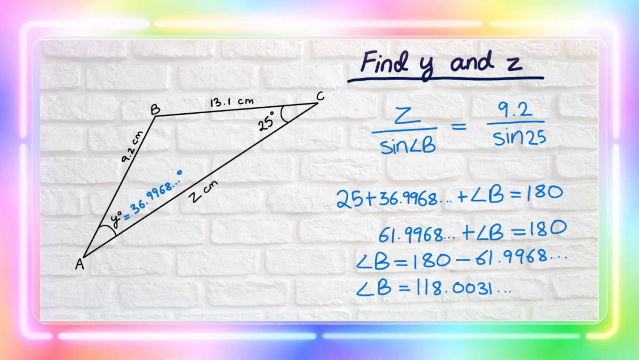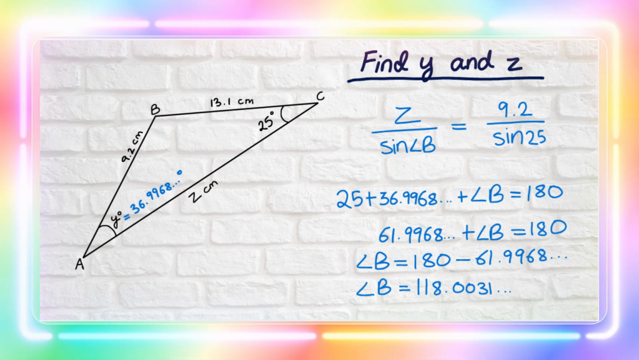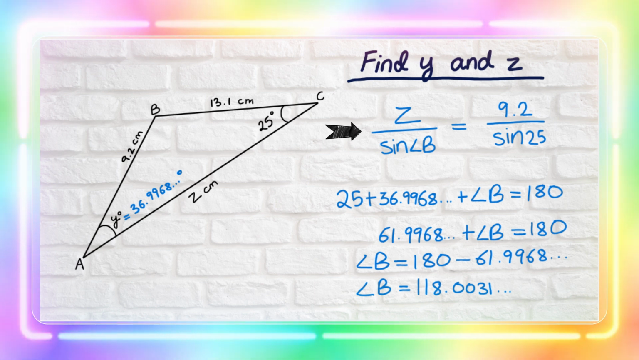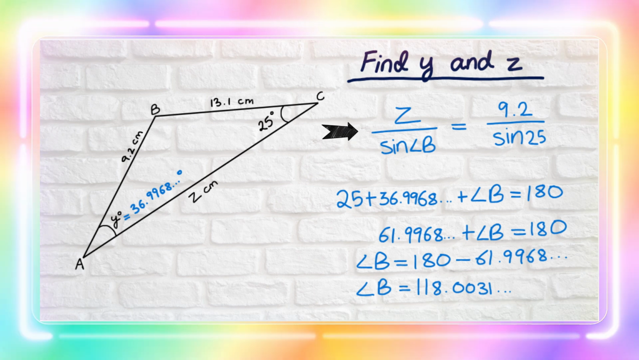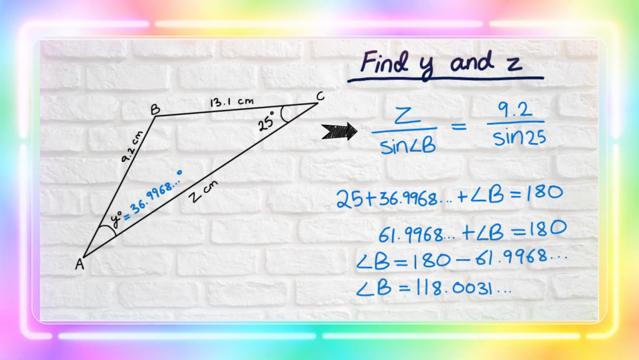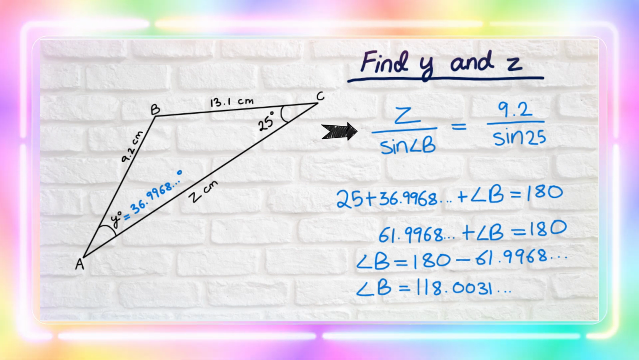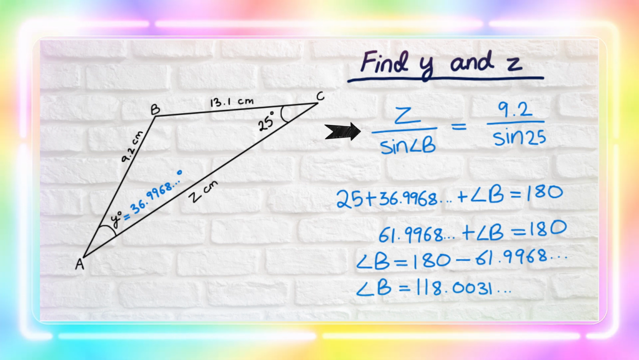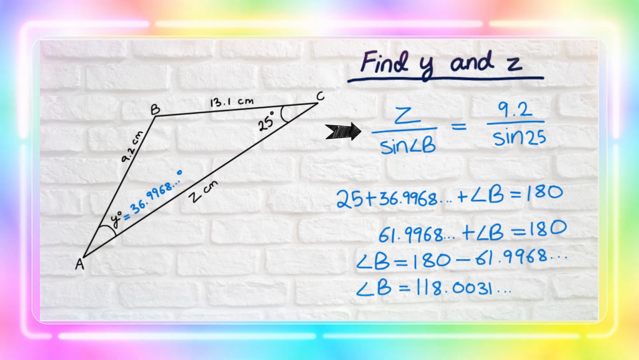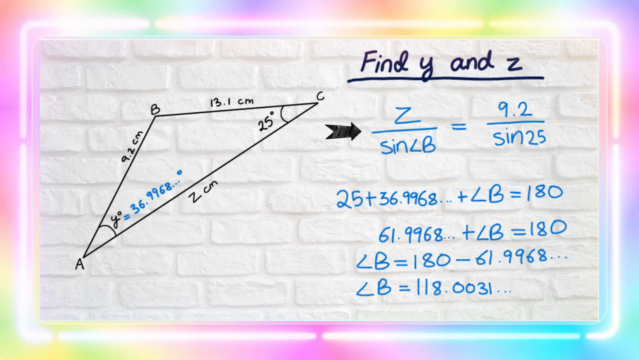Now, let's move on to find z. In order to find z, we will use this version of the formula here. So, substituting the respective values in the formula, we get z over sine of angle B equals 9.2 over sine of 25. As you can see, we need the value of angle B to proceed further to find z.